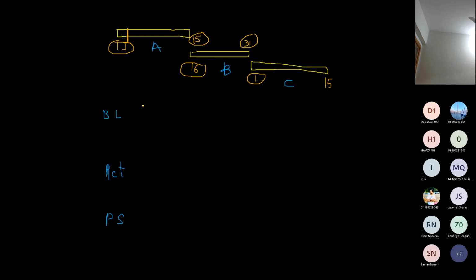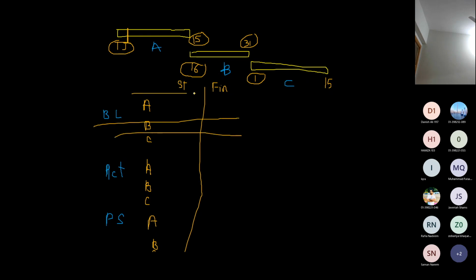So now let's say this is my activity A, this is B, and this is C. Again A, B, C, and again A, B, and C. It's not working. Okay, C is there. Now, let's say this is my start, and this column is for finish. Please ignore these bad drawings.